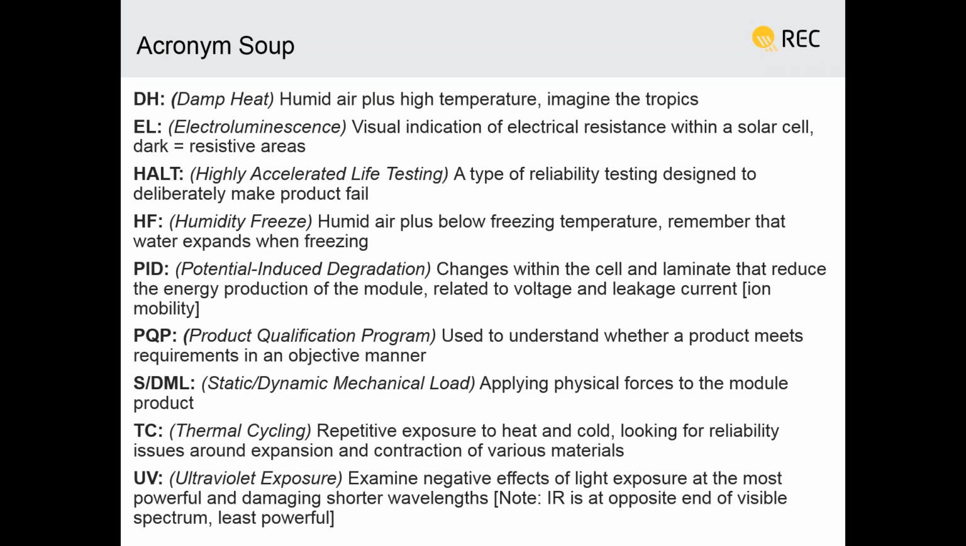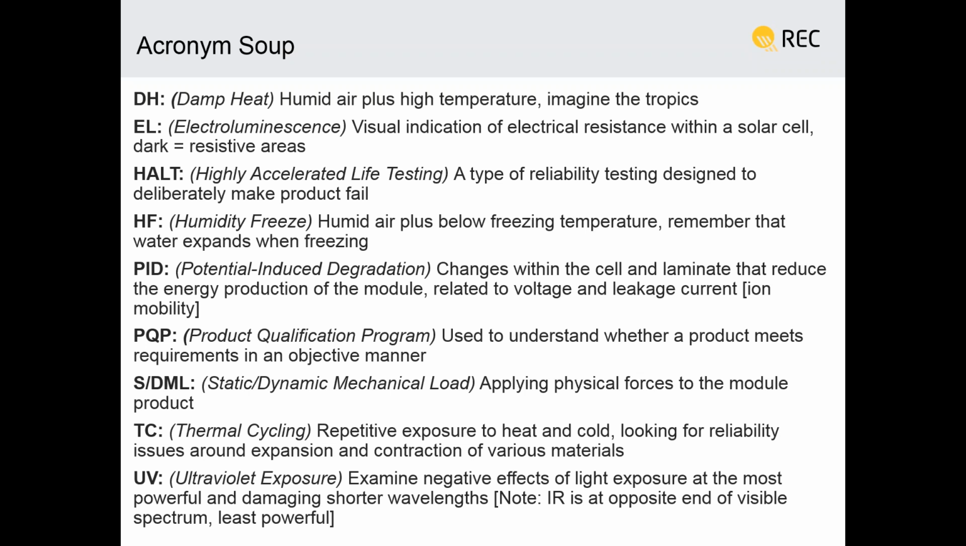It's a physical force applied to the product, meaning we're pushing down or we're pulling up. And that could either be static, if you imagine a whole bunch of sandbags just sitting on top of a solar panel, or maybe on top of one that's upside down if we're trying to simulate uplift. If it's not going anywhere, that's static.